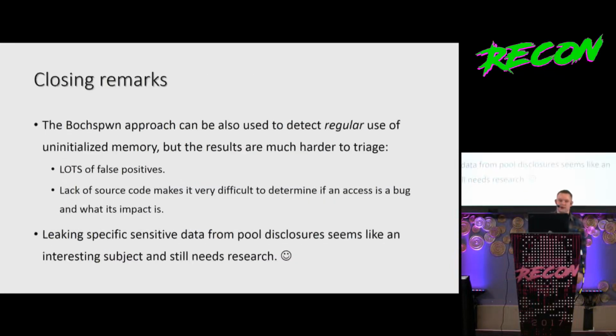So yeah. Also, interestingly, Bochspwn can be used not just for detecting info leaks, but also regular use of uninitialized memory. But the results, at least for Windows, are much harder to triage because there are lots of false positives. And because we don't have the source code, it's really hard to figure out if a bug is really a bug and what the severity of the bug is.